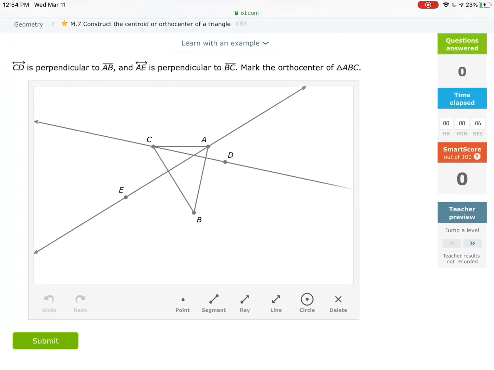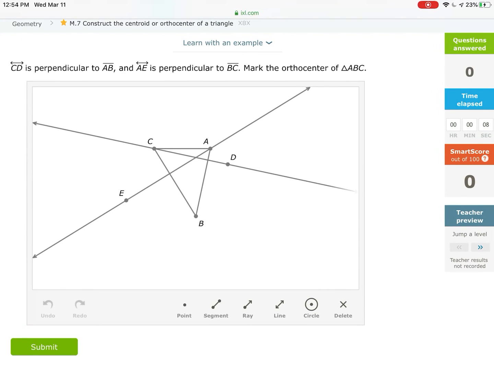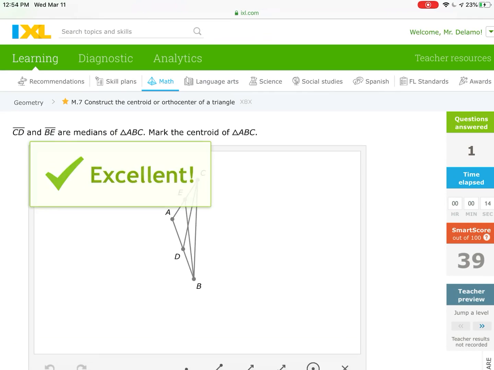Okay. But look how simple it is. You already have the 2 intersections of the 2 lines. So all you've got to do is grab the point tool and put it there. Submit.